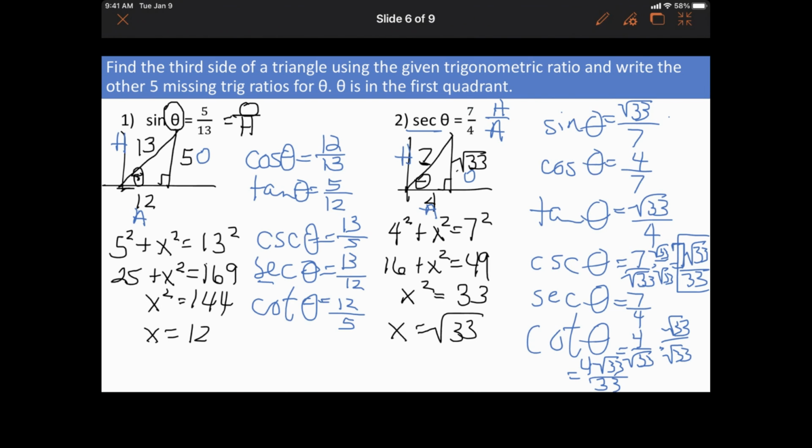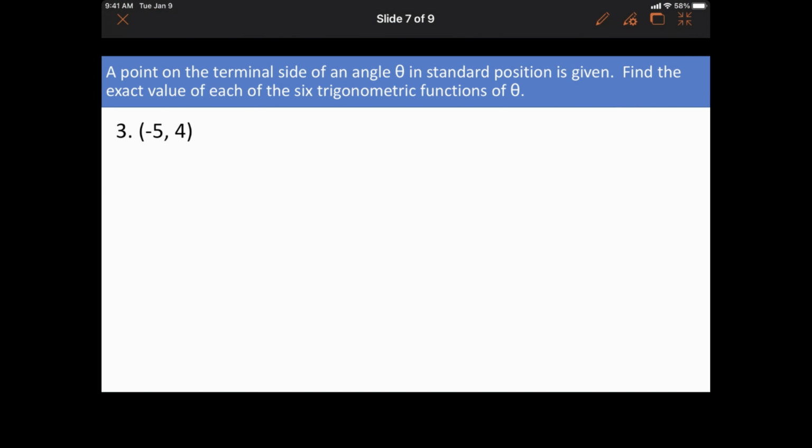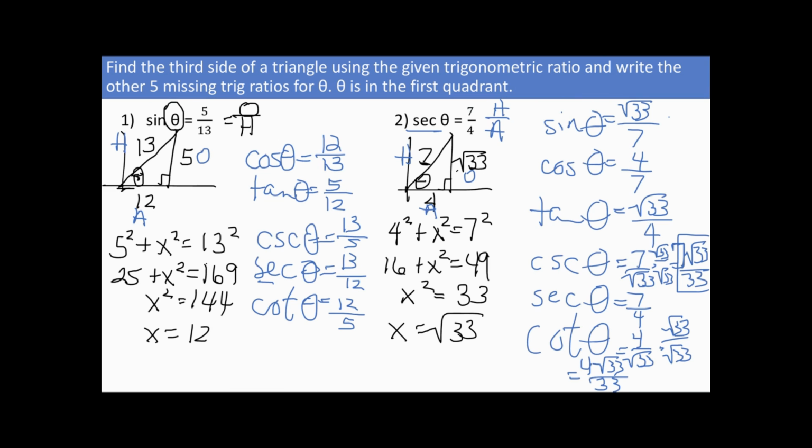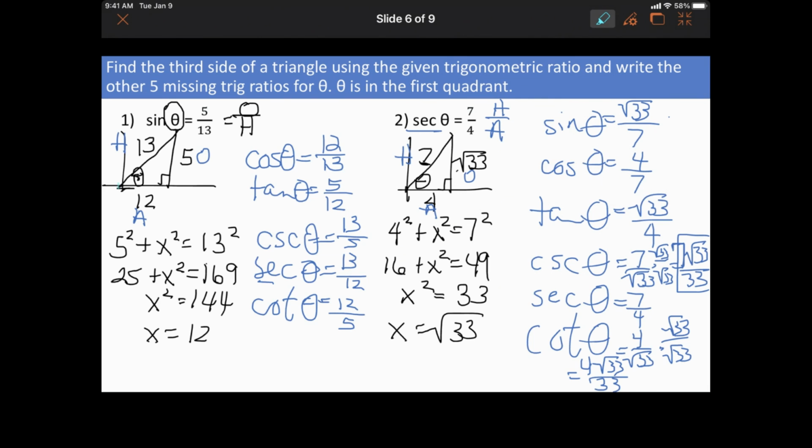Here's another problem. It's where you have a point on the terminal end of the angle in standard position given. And then find the exact value of each of the 6 trigonometric functions. So when we talk about standard position, when I drew that triangle, you can see that I drew it from the center, the origin, out. And the legs, one is here on the x-axis, and then the other one's out.